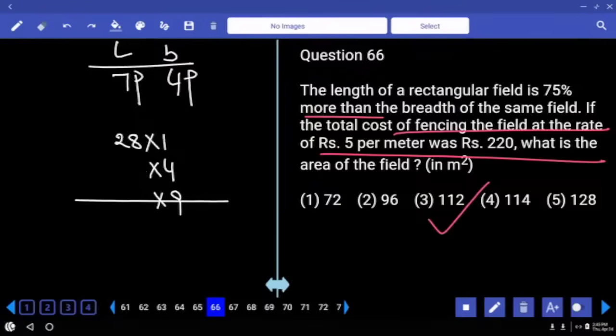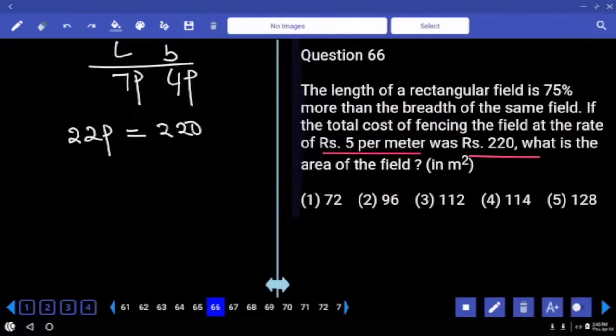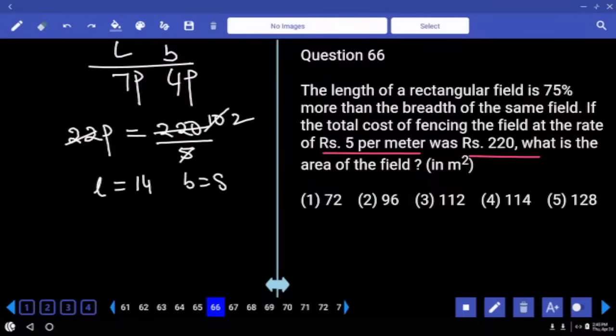If you want to calculate, is fencing done for the area or the perimeter? Perimeter. L plus B is 11 parts. 2 times L plus B is 22 parts. This is the perimeter. Total cost incurred was 220. And the perimeter used for fencing is total cost divided by cost per meter, 220 divided by 5. 22 10 times, 5 2 times. So now we know length is equal to 14, breadth is equal to 8, product is equal to 112.